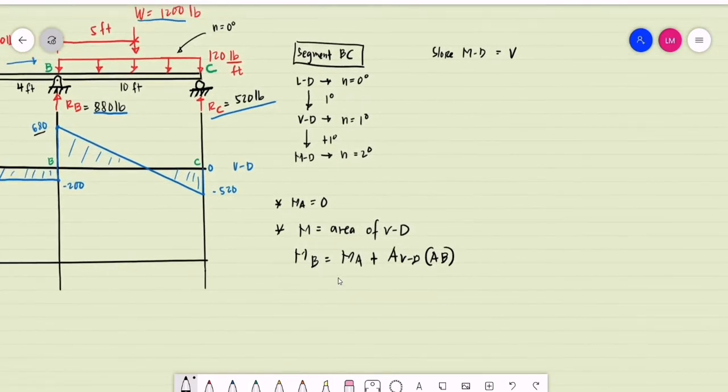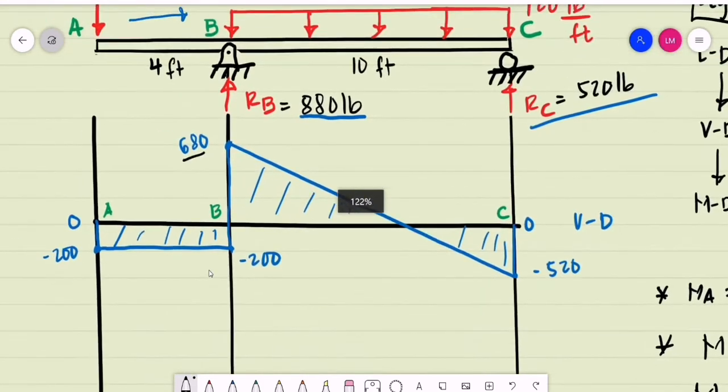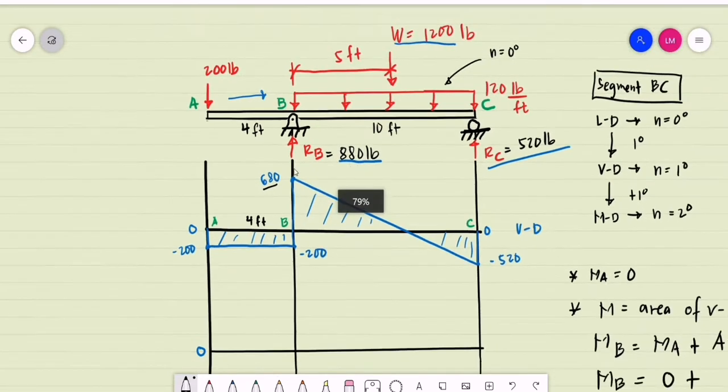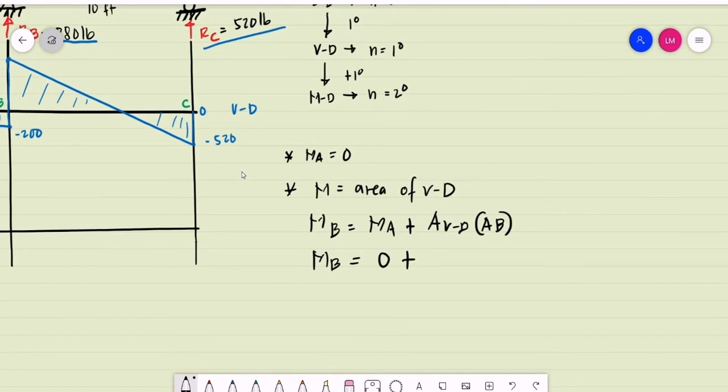So let us compute for the magnitude of the moment at point B. The moment at point B is equal to, what is the magnitude of the moment at A? That is 0. What is the area of the shear diagram for segment AB? For segment AB, we have a magnitude of negative 200 for shear for a length of 4 feet. So computing for the moment at B, we have negative 200 multiplied by 4 feet. So the moment at B is obviously equal to negative 800 pounds-foot. This is our moment at B.